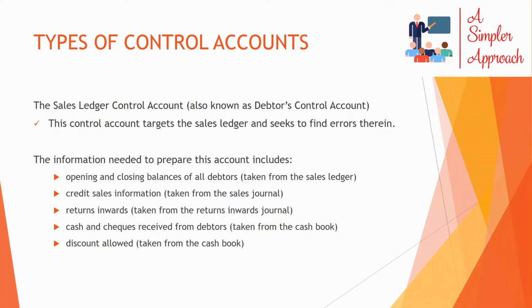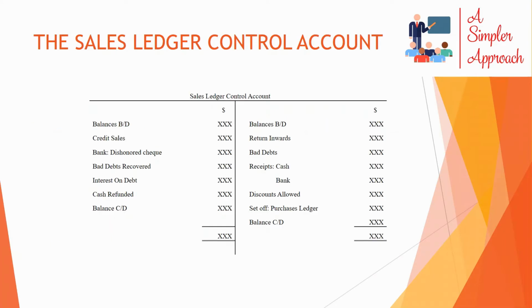We also need discount allowed. Any discount that was given to our debtors for purchasing from us, whether in bulk, on credit, cash discount, whatever the discount may be, that information is in the cash book. Okay, now when we round up all of that information, this is what we are preparing.